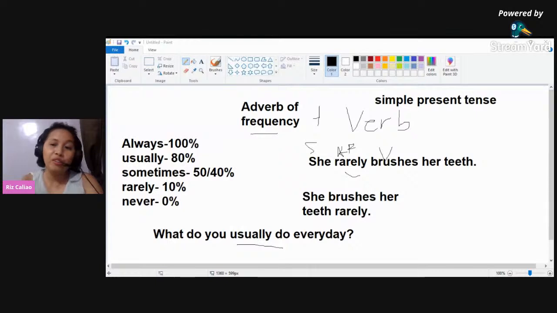Actually, it's really good if you get into the live streaming, Ma'am Nelly, so that you could also practice your speaking skills. So, mas maganda yon, kasi mas maganda kapag tinatype mo siya and then sinasabi mo siya. Mas effective yon sa learning process, sa pag-study ng English or other languages too.